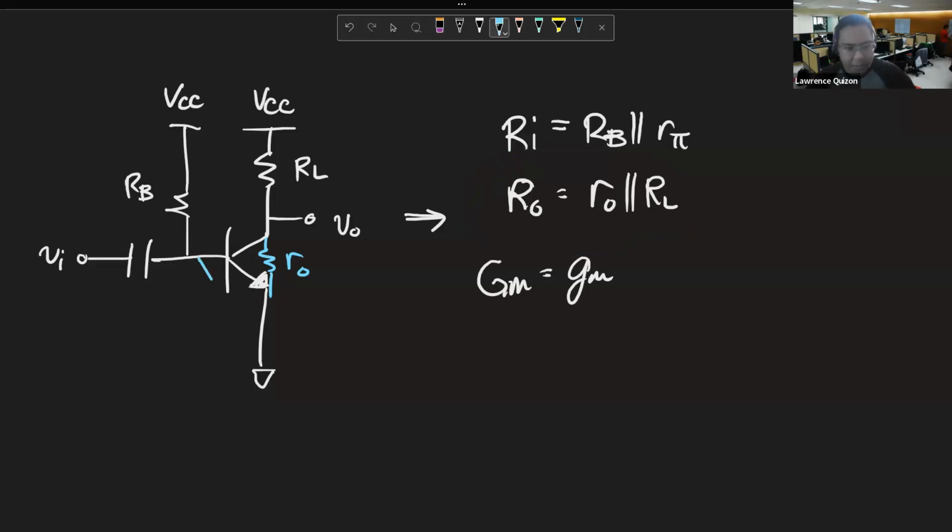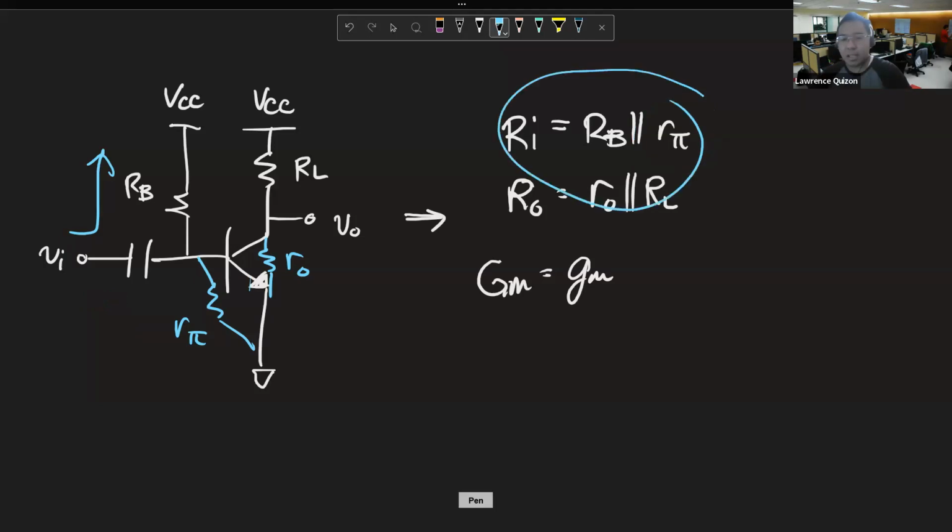Now for this node, it sees the input resistance of the transistor, which is R pi, and RB. Those are what it sees. It sees R pi and RB, so that's how we got our Rn.